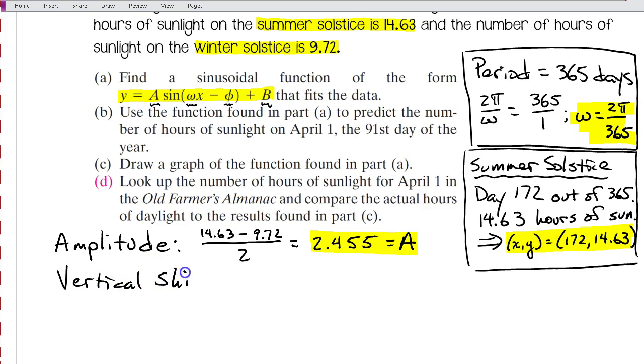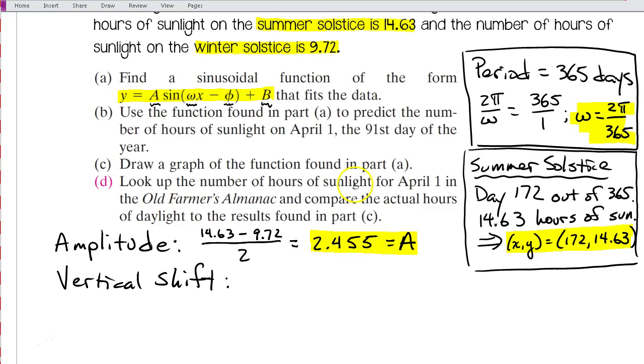Vertical shift. Alright, so if there was no vertical shift, then I would have 2.455 above the x-axis and 2.455 below the x-axis. So we can really use either of these 2 points up here to find it. I'm going to use the minimum point.